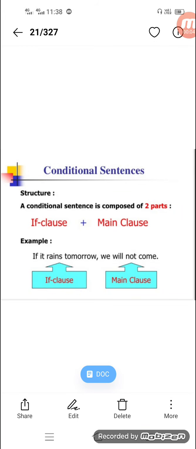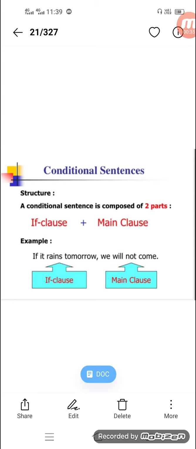Today I am going to teach you the topic conditional sentences. Conditional sentences are the sentences in which we can find two parts. First part is if clause and second part is main clause. It is composed of two parts, main clause and if clause. If clause is a dependent clause, main clause is an independent clause, right?